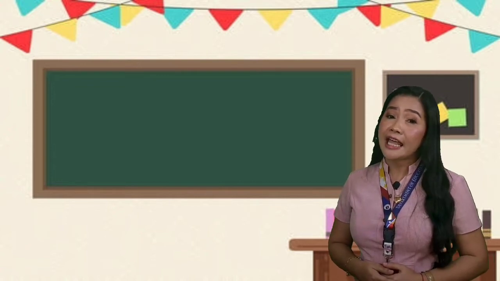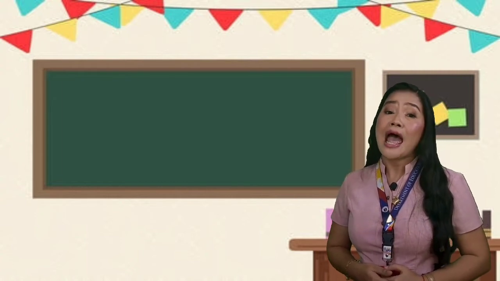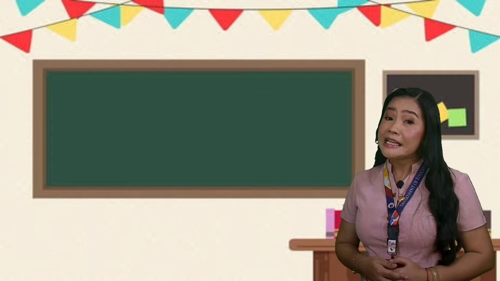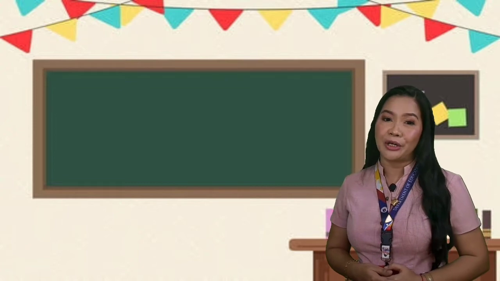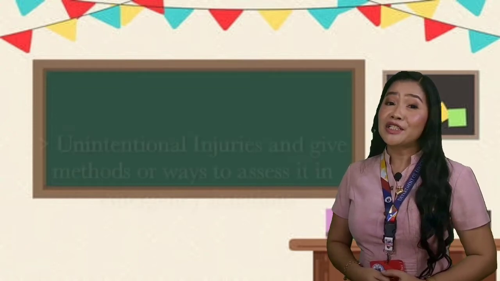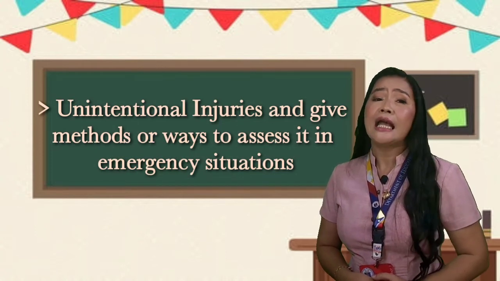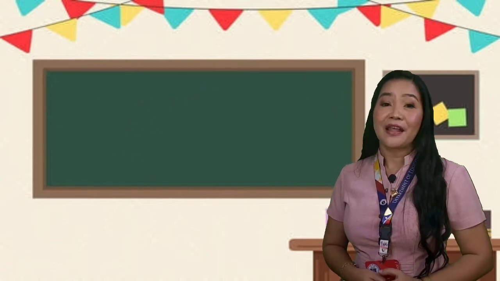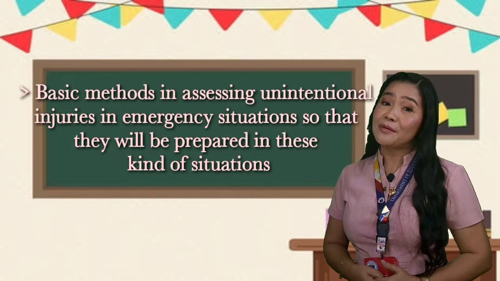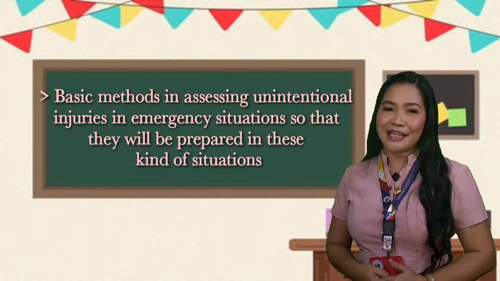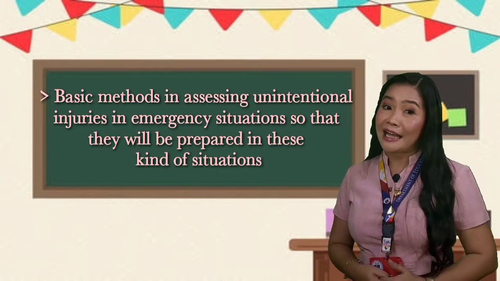Everyone is at risk of unintentional injuries. That is why it is important for an individual to know how to assess them, at the same time deal with them in emergency situations in order to keep these injuries from getting worse. This lesson will describe unintentional injuries and give methods or ways to assess it in emergency situations. This module will give learners an adequate knowledge towards basic methods in assessing unintentional injuries in emergency situations so that they will be prepared in this kind of situations.